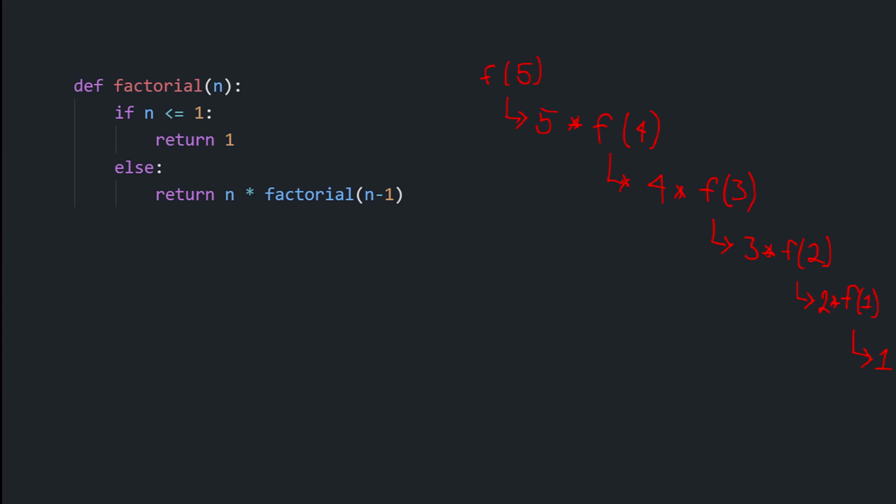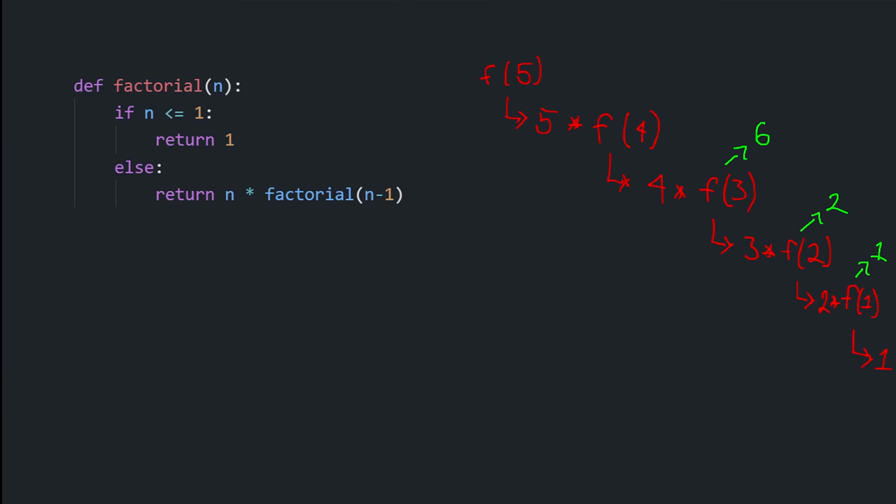So can we calculate this section? Yes, we can. So let me change the color. In this case, we know that this is equal to 1. So now we have 2 times 1. So the result of factorial 2 is going to be 2 times 1, which is equal to 2. Then what is the factorial of 3? Well, it is going to be 3 times factorial of 2, which we already know is 2. So 3 times 2 is going to be 6. So that is the result of factorial of 3.